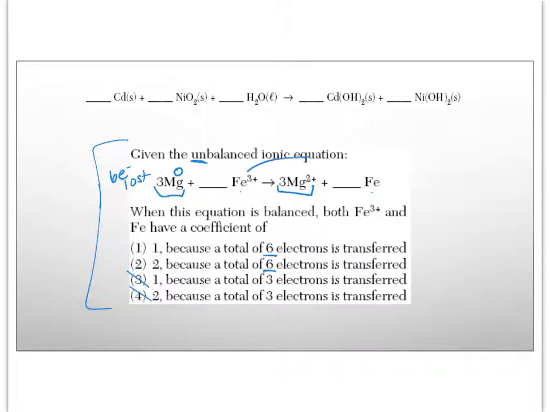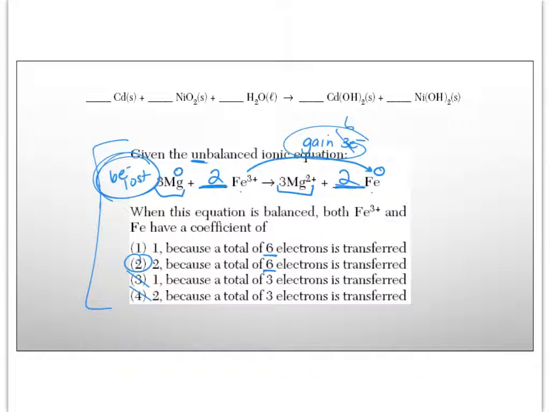Now, what is going on with the iron? The iron starts out as a positive 3 and ends as a 0, which means that that one iron gained 3 electrons. Well, we don't want one iron to gain 3 electrons. We need to match it up with 6 electrons being lost. So what coefficient would I have to put in front of these irons to reflect a total gain of 6? I would have to put a coefficient of 2.